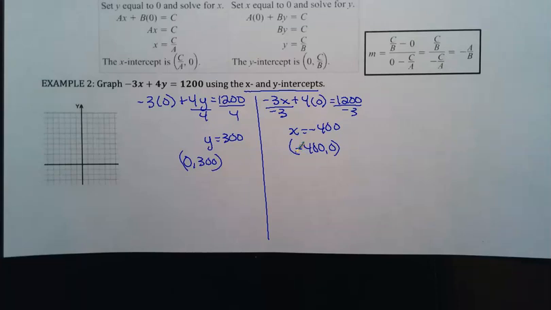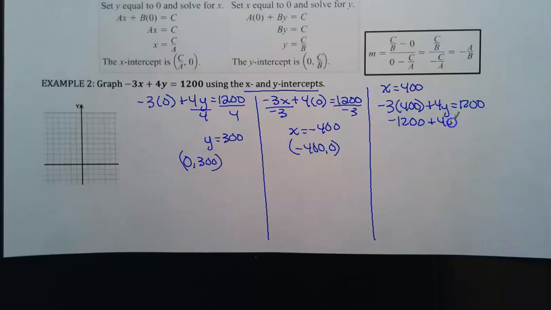All right, and we need to pick one more point. Always pick a third point. So let's go with 400. I got negative 400. Let's go with a positive 400. So when x equals 400, I'd have negative 3 times 400 plus 4y equals 1200. So negative 3 times 400 is negative 1200 plus 4y equals 1200.